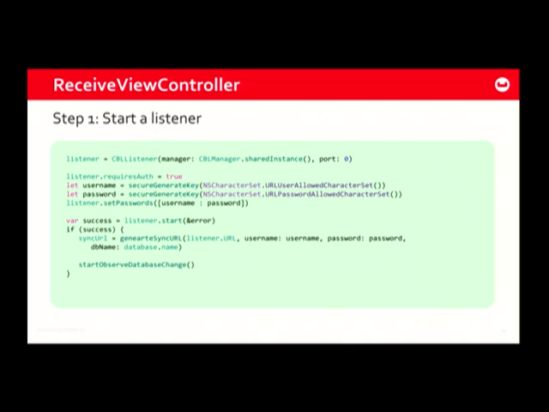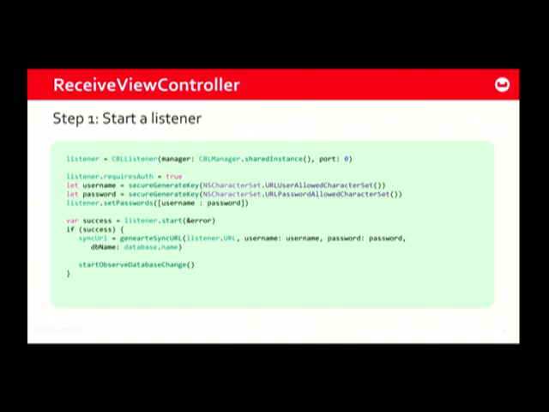Okay, so I'm going to walk through the key implementations of both the receive view controllers and the send view controllers. Basically, the receive view controllers have three main steps. The first step, once the receive view controller gets loaded, is setting up the Couchbase Lite listeners, and here the port is equal to 0. This means that we're going to let the Couchbase Lite listener decide its own port to use.